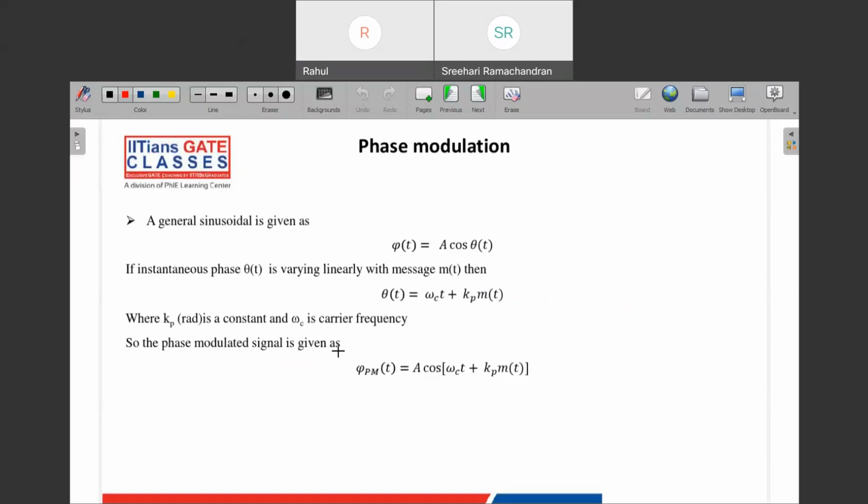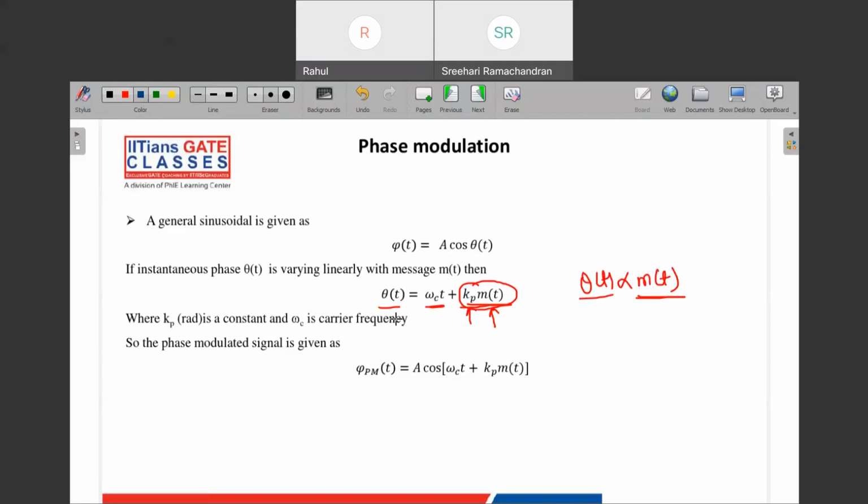In the case of phase modulation, the phase of the carrier gets modulated such that the phase of the carrier is changing. Here the phase of the carrier is proportional to the message. This is the carrier frequency omega c t, and other than that, we are getting this extra term, which is Kp into m(t), where Kp is some constant and m(t) is the message. So you can say that theta t is proportional to m(t). In phase modulation, the phase of the carrier is proportional to the message.